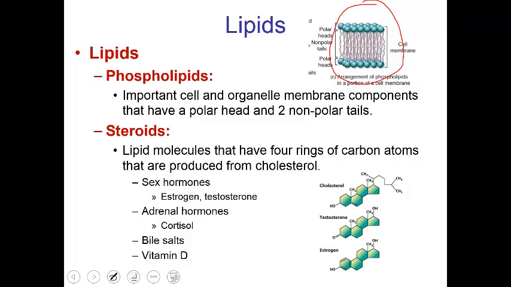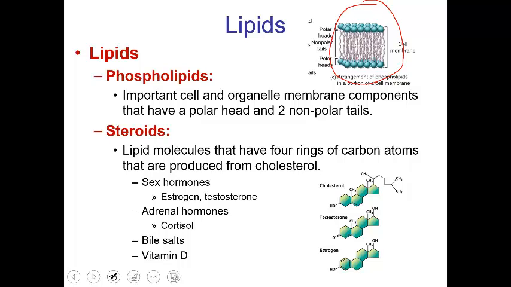Some other lipids in the human body are steroids. A steroid is also a hydrophobic molecule. It is a type of lipid. Examples of natural steroids in the body are sex hormones, for example, estrogen, which is considered the female sex hormone, and testosterone, which is the male sex hormone. These hormones are hydrophobic.